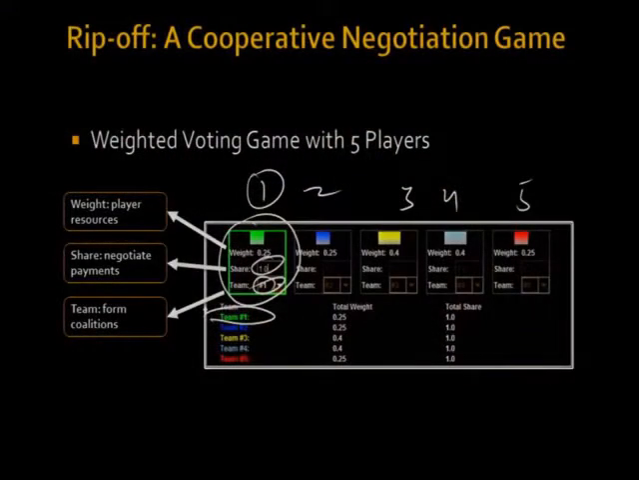Now different agents can join different teams, and they can join the same team, and a team wins if the total weight of agents in that team is greater than 1 and the total share is less than 1. So, that is the game. You can only join one team. You can choose your team dynamically.